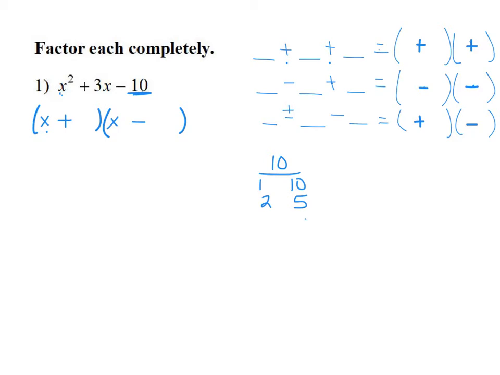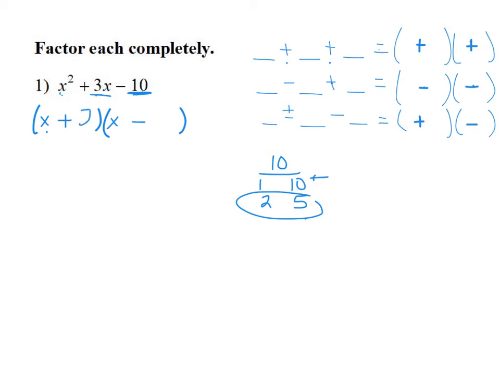Now do any of these add or subtract to get 3? Yeah, we have 2 and 5. So this is the guess part of it. Now notice we did an educated guess. We're not just going to plug in 1 and 10. We're not going to plug in random numbers. We're looking for numbers that multiply together to get 10, that add or subtract to get 3. And we're going to pick 2 and 5.